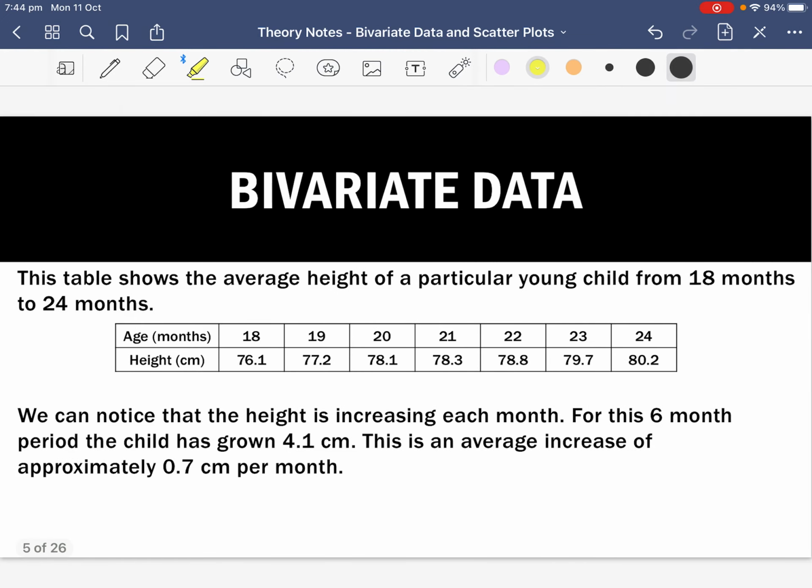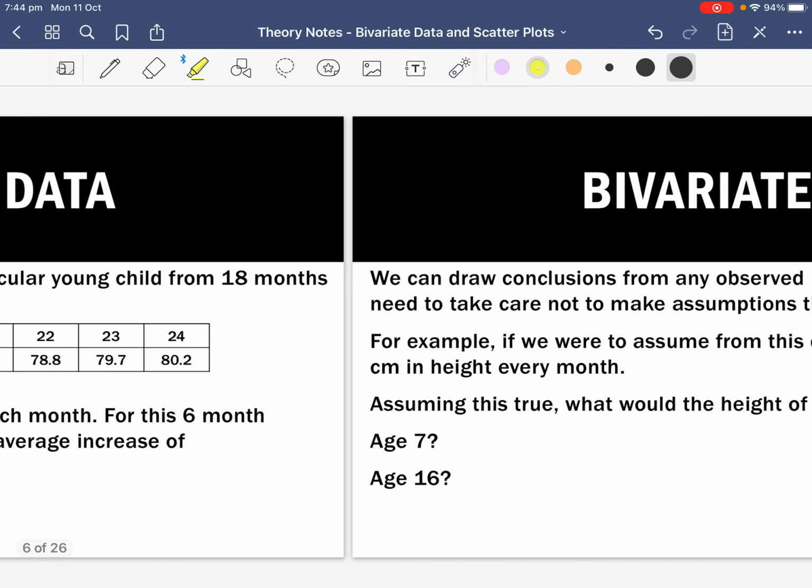This table shows the average height of a particular young child from 18 months to 24 months. We can notice that the height is increasing each month. For this 6-month period, the child has grown 4.1 centimetres. This is an average increase of approximately 0.7 centimetres per month.